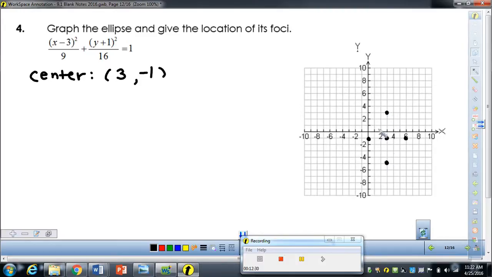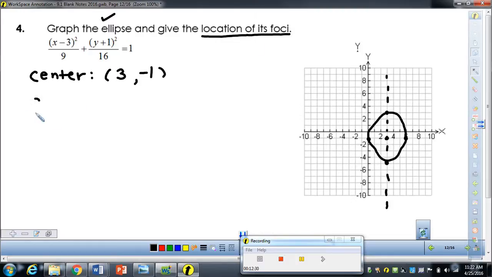Go ahead and draw our ellipse shape through the 4 vertices. And the major axis, this time the major axis is parallel to the y-axis. That's where the longer side is. We've graphed our ellipse. Now we need to get the location of our foci.